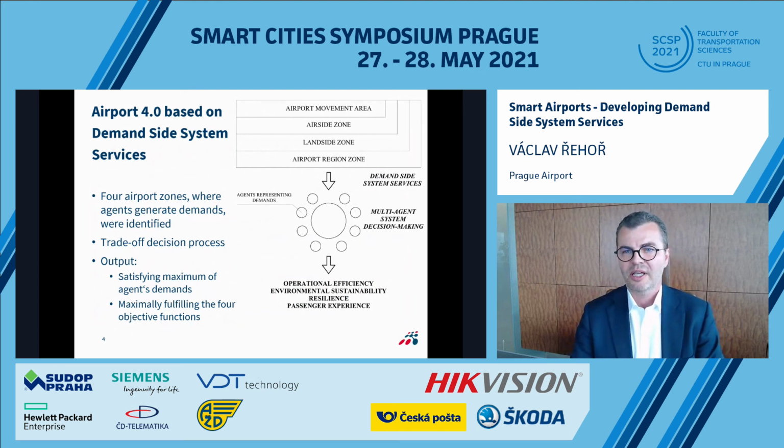Then a slightly bigger zone, which is the air side. Then, again a slightly bigger zone, which is the land side, which means there are taxis, buses, and of course electricity, which we are getting, and so on. And then the airport region zone, which is actually touching the smart city. And these 4 zones can be modeled by using those agents.